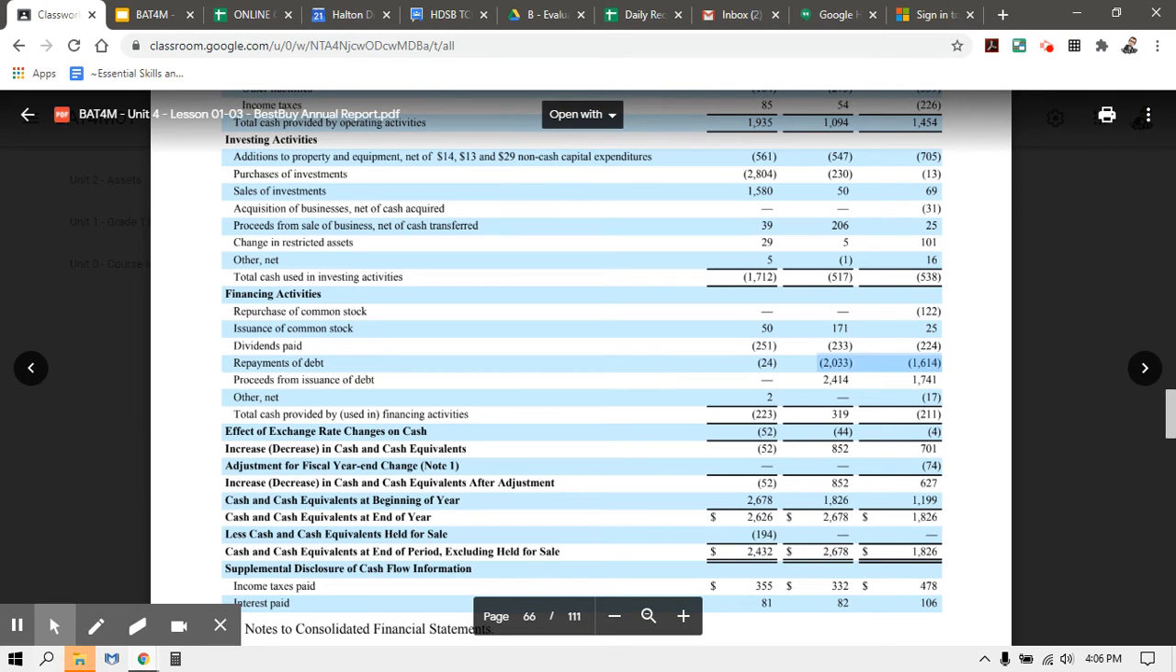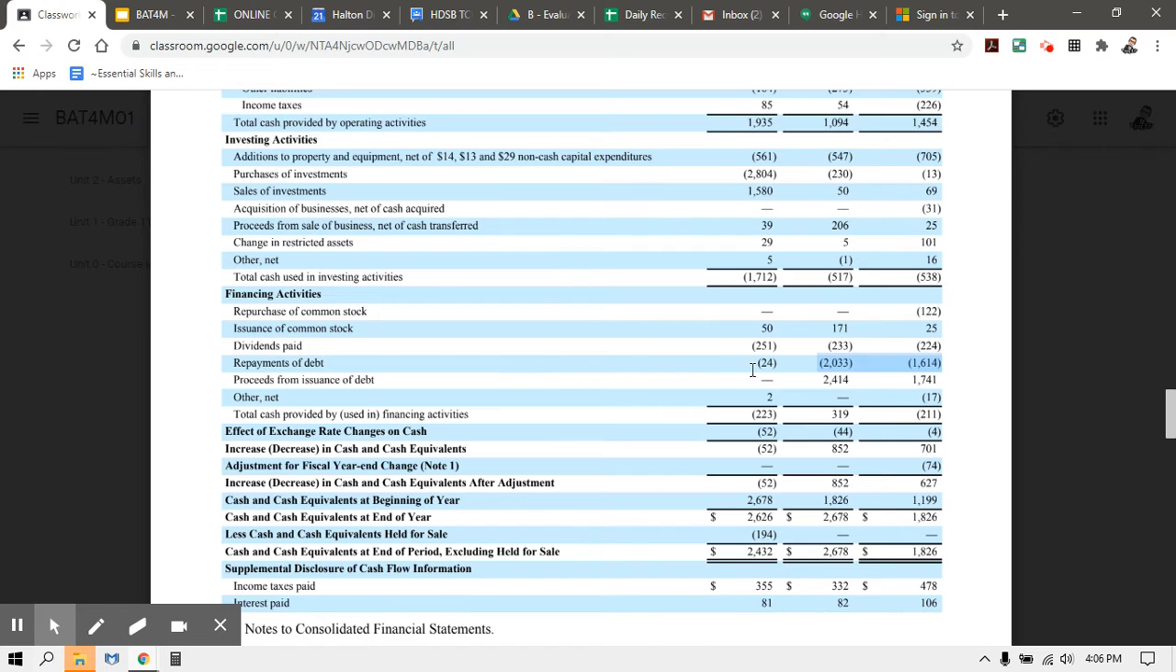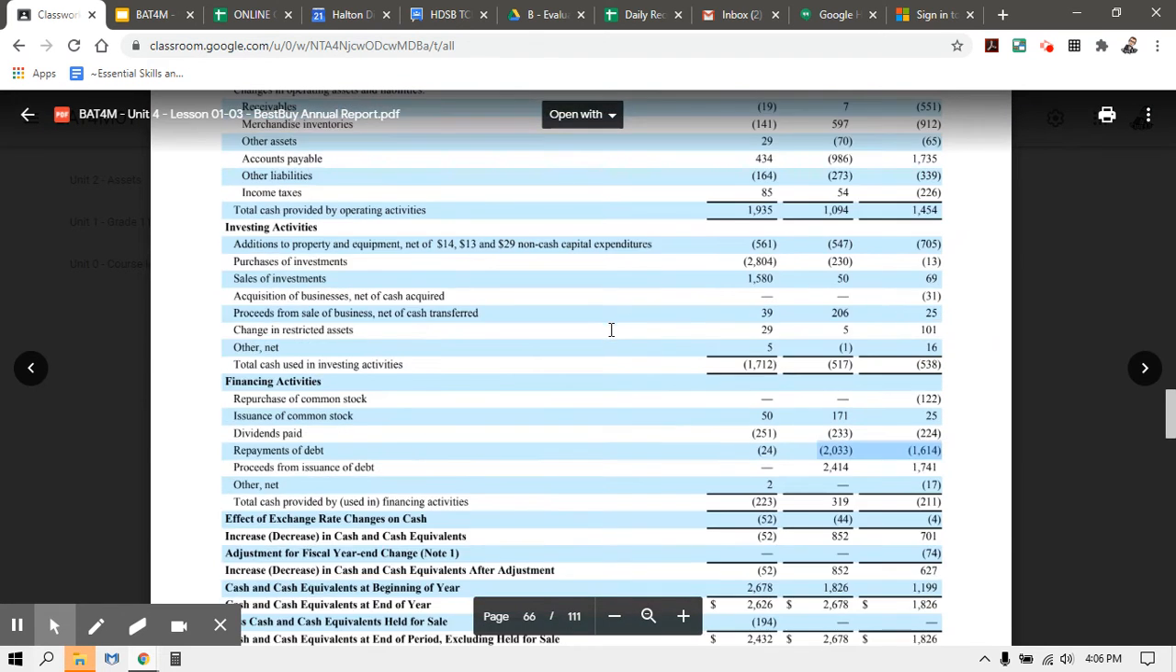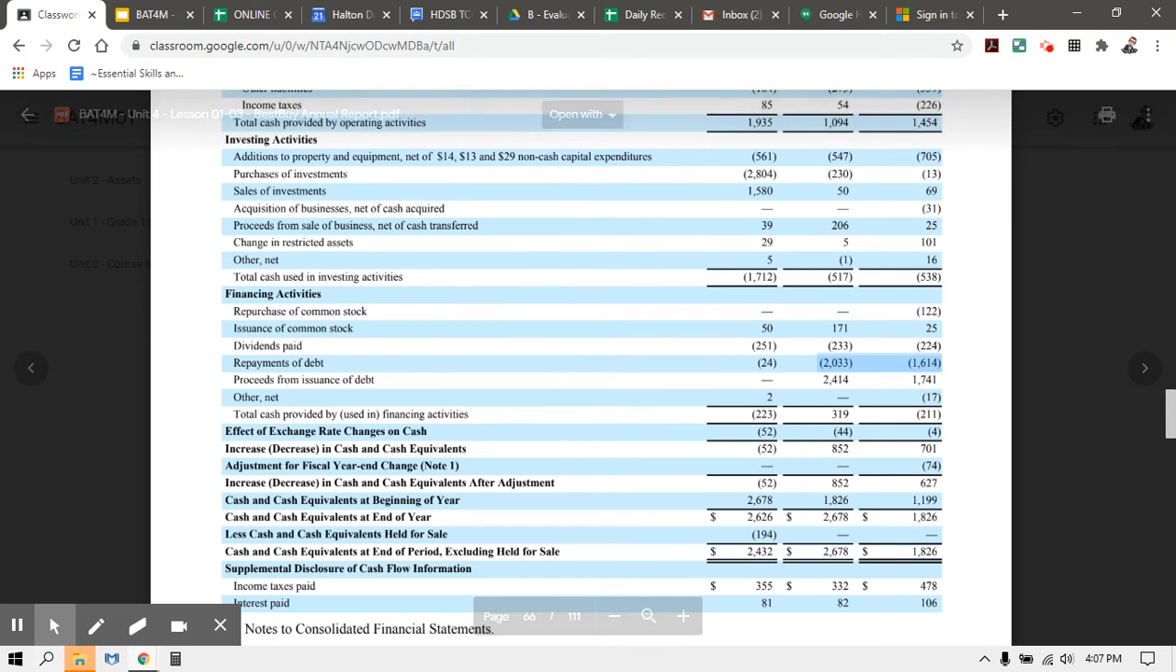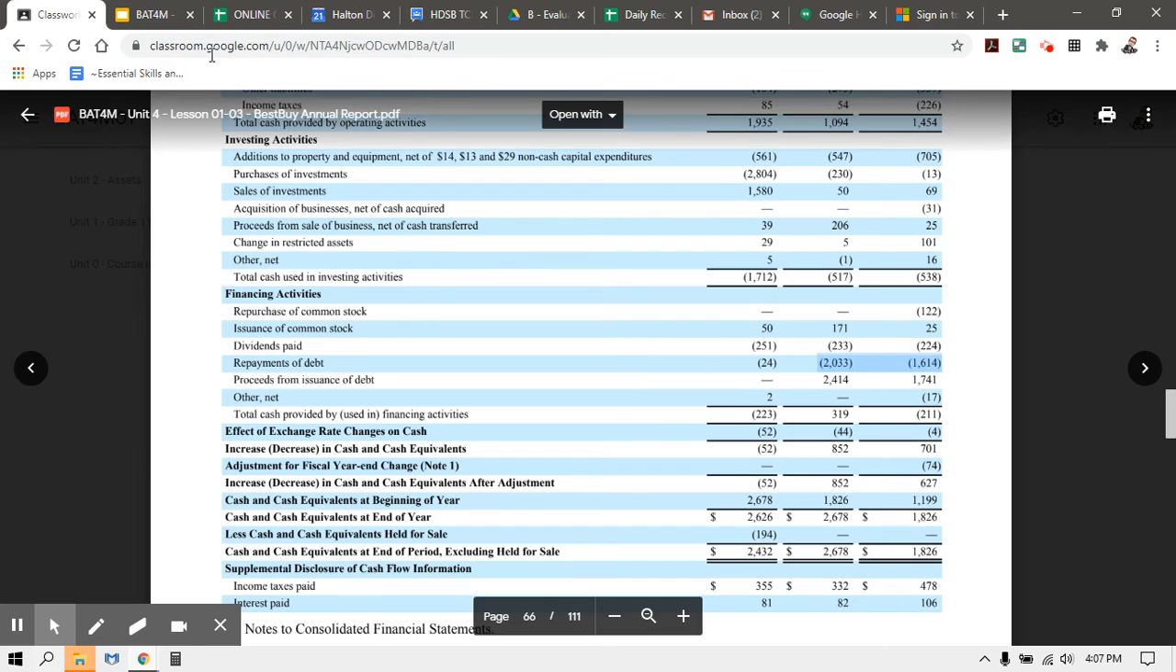You can see that over the last 2 years, they paid off a whole lot of debt, which is probably a good thing. So that's basically what the cash flow statement does. Basically tells me not just how my cash has changed, because I can see that on the balance sheet, but why it's changing, where specifically my money is going.